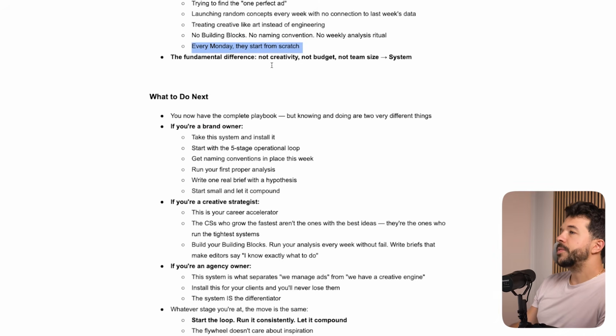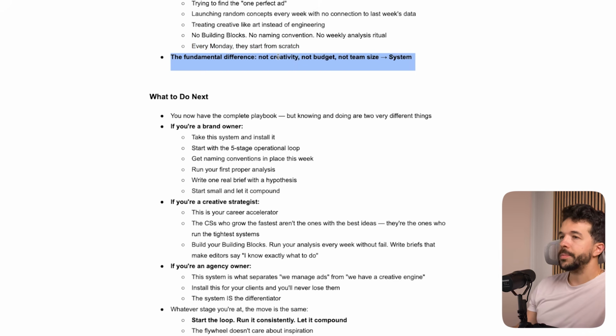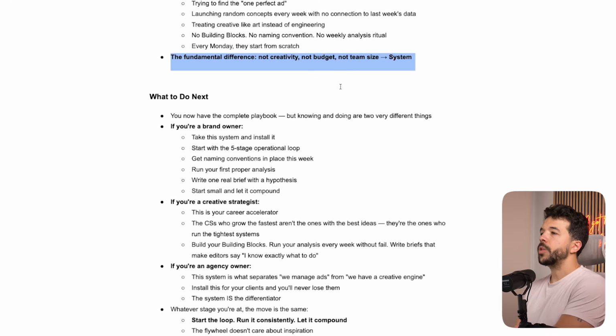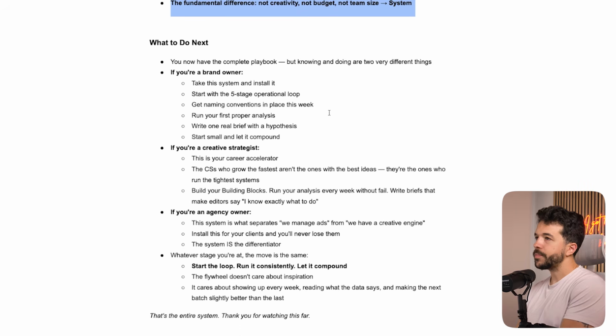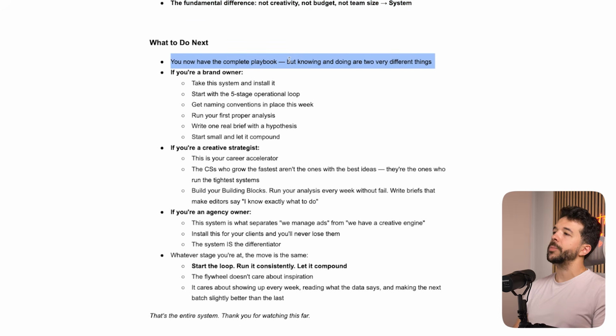So the fundamental difference is that you don't go lean on creativity, you don't go lean on your budget, you don't go lean on your team size, you go all in on your system. So what to do next? You now have a complete playbook. Knowing and doing it are two very different things.